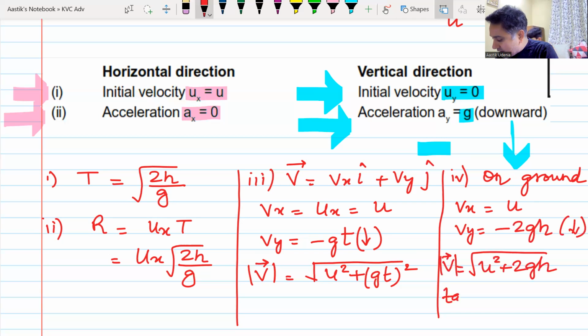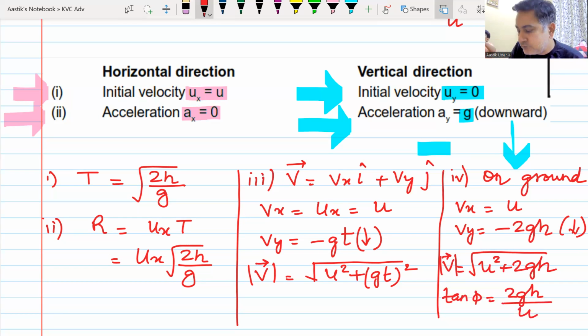I can also find the angle at which it falls. Tan theta will be vy, which is root 2gh, divided by u. You can remember these things. If you can remember these things, you can do all the questions clearly.